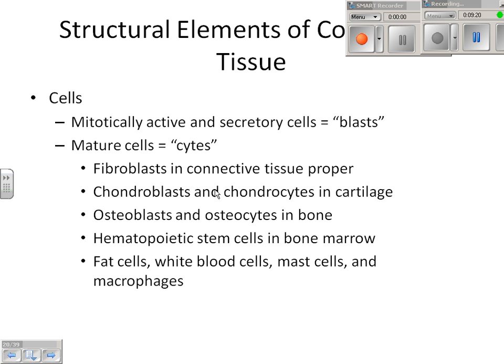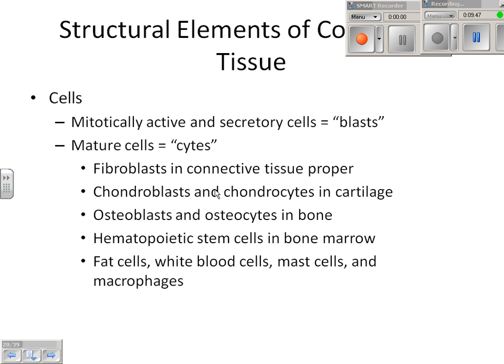What do those cells do? Well, they secrete fibers. So oftentimes you can just read the cell name and know exactly where to find the cell and what it's doing. So blast is what we call a cell that's totally active and secretes. So this cell is doing what it's supposed to be doing. For example, chondroblast means that is a cell actively secreting cartilage.